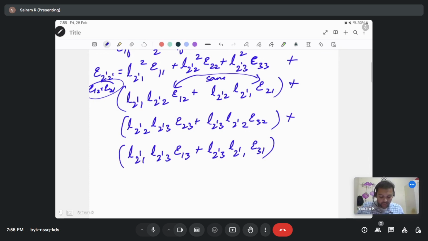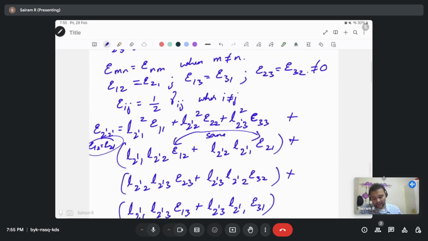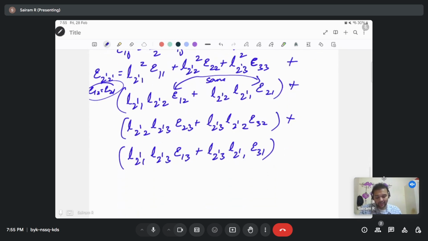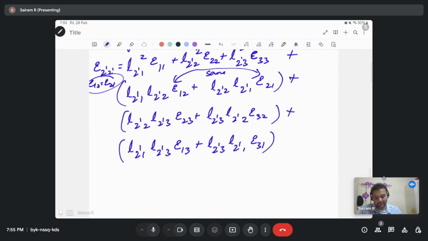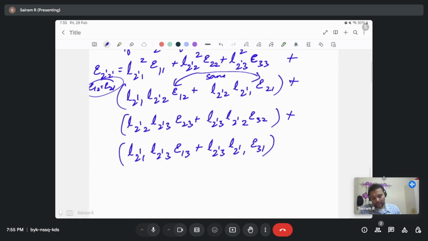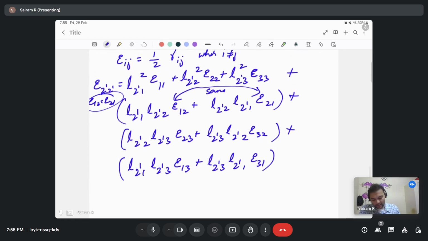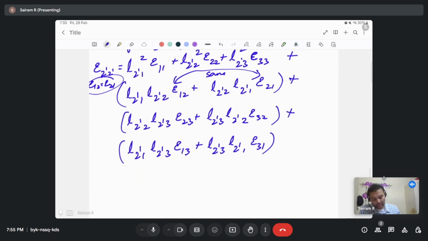I am combining. So how many? We had 9 terms when we expanded the tensor form. Now we have 1 2 3 4 5 6 7 8 9. We still have those 9 terms intact, so whatever we have written seems to be correct. So when we combine, as these two are equal and these two seem to be equal, this becomes 2 into this term, 2 into this term, 2 into this term. But now we know that epsilon 21 equals 1 by 2 gamma 21.